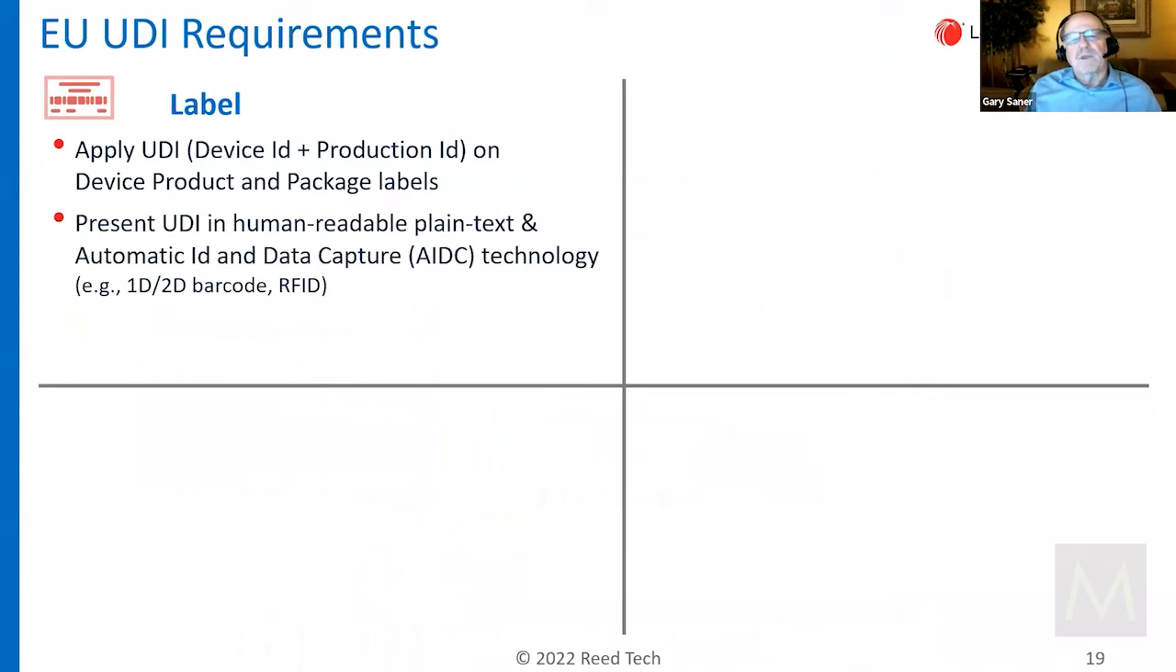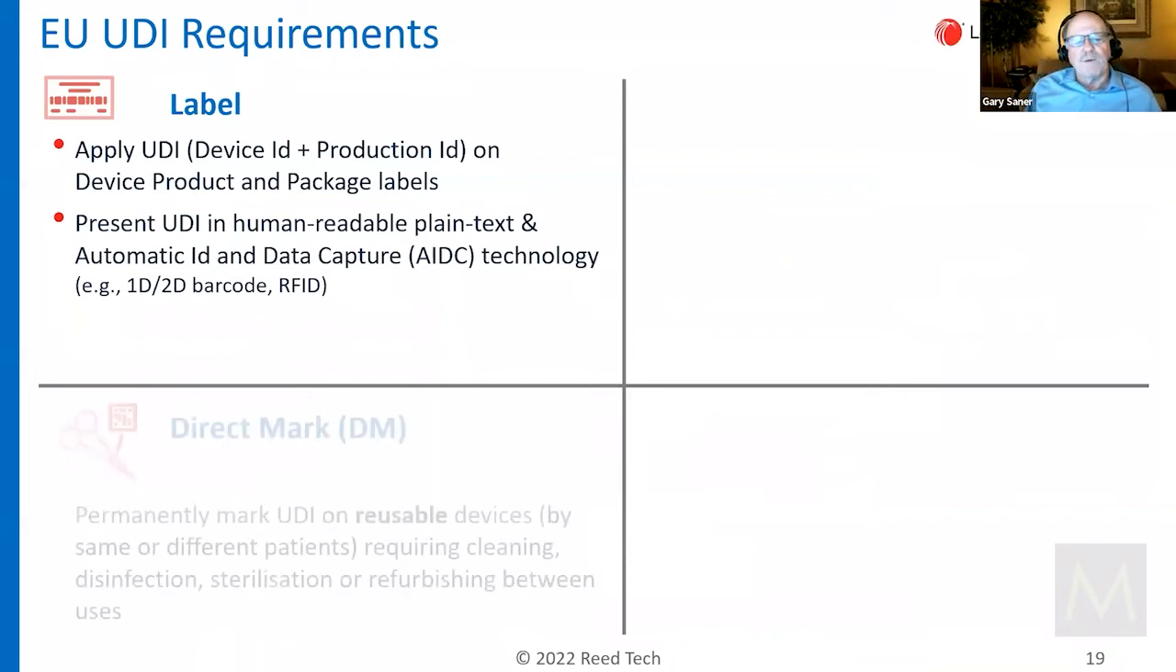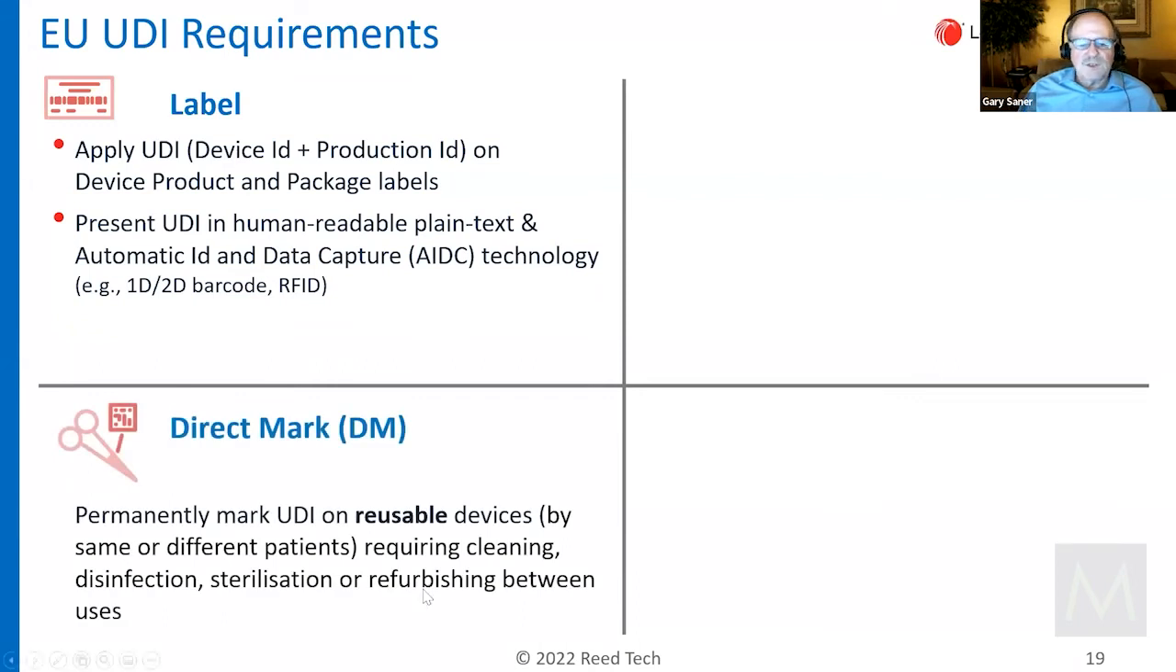I talked about some of the requirements for the EU. In this quadrant we put together, the US and the EU are pretty much the same on the label, with slight variations in some details, but for the most part the label requirement is the same. The direct mark is similar, but notably different, where the European Commission uses the word reusable, and they imply that if it's used by the same patient, direct marking may apply. Now, the FDA says only if it's used by different patients.